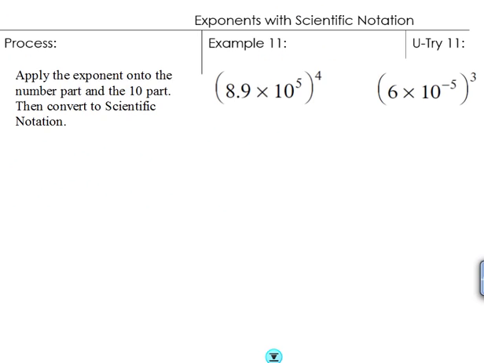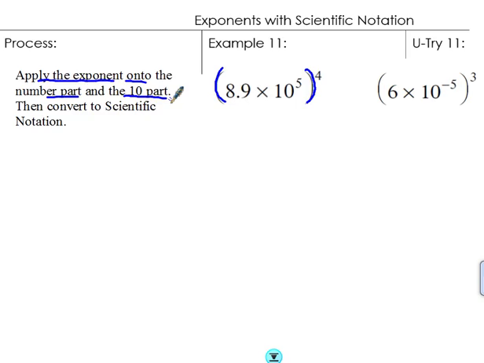Our next topic is exponents with scientific notation. When we have an exponent covering the entire scientific notation expression, everything inside of the parenthesis will be affected by the exponent. So we will apply the exponent onto the number part and the 10 part of the scientific notation. We will then convert the result back into scientific notation.